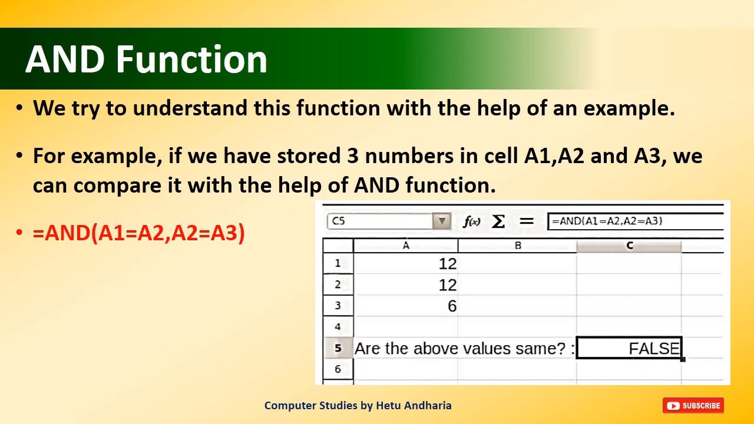Now since all the conditions didn't match, that is why it gave the output as false. You have to remember that in AND, you can write up to 30 conditions. If all the conditions result in true, then only the answer will be true.